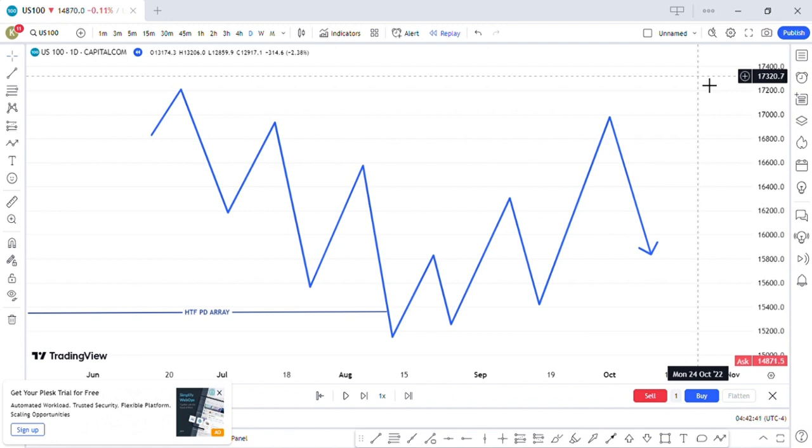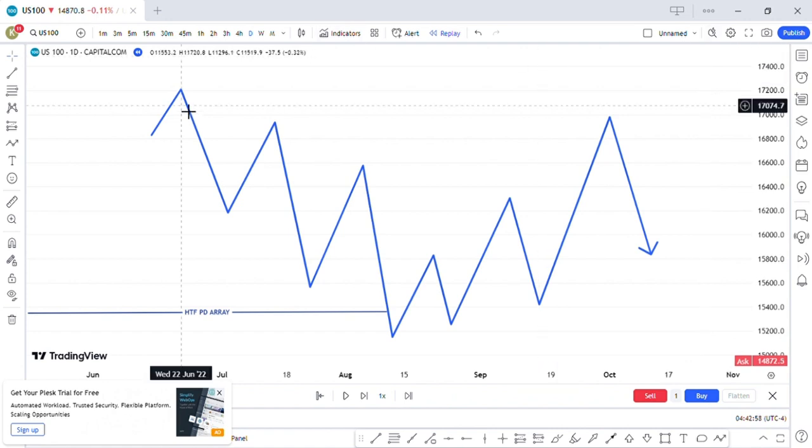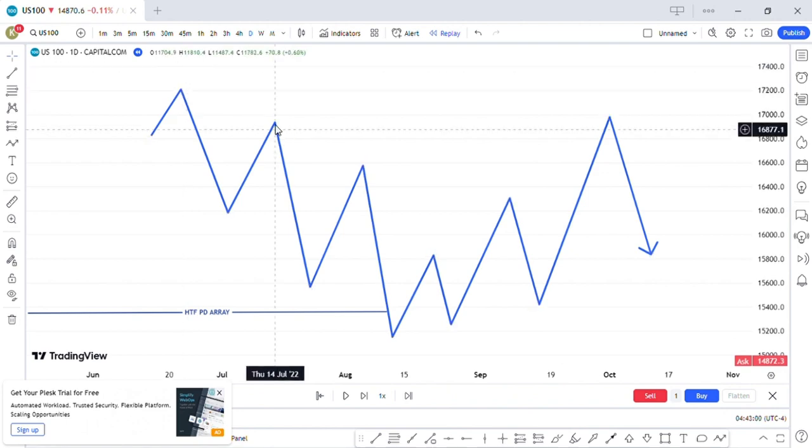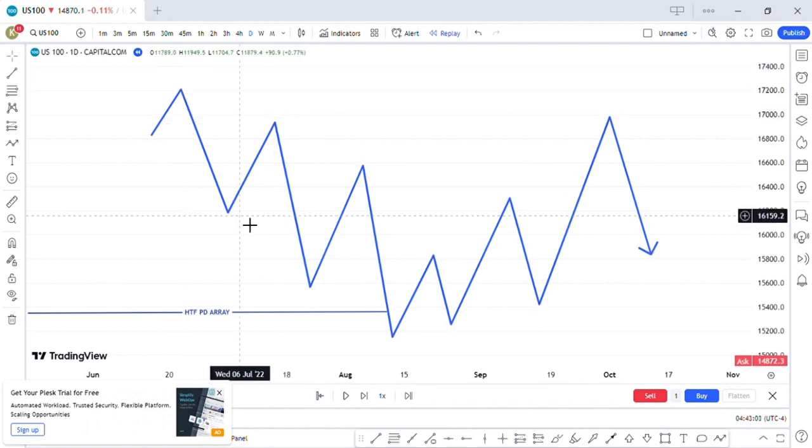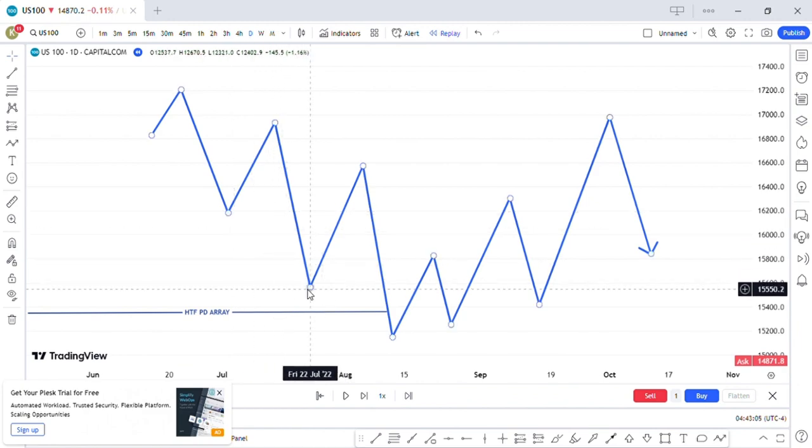What is liquidity? I like to explain liquidity as the engine that runs the market, in that the market is attracted to liquidity pools in the market. In simple terms, liquidity is found below every swing low or above every swing high. So above every swing high here, there's liquidity. Below every swing low, there's liquidity. You understand that?